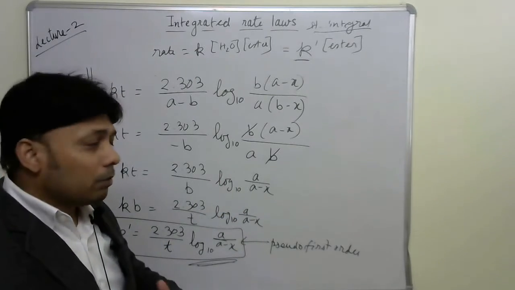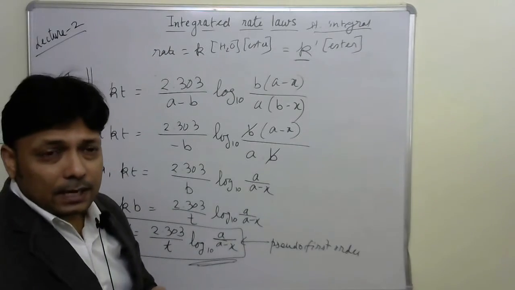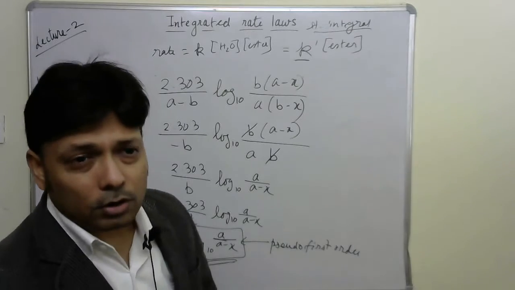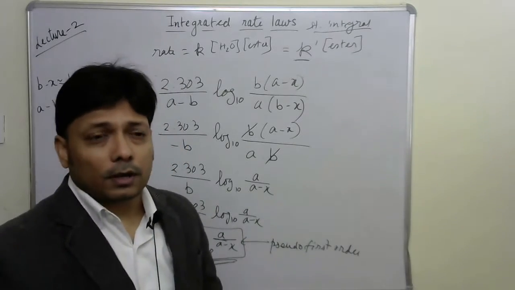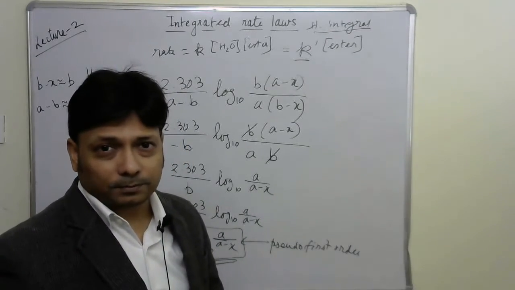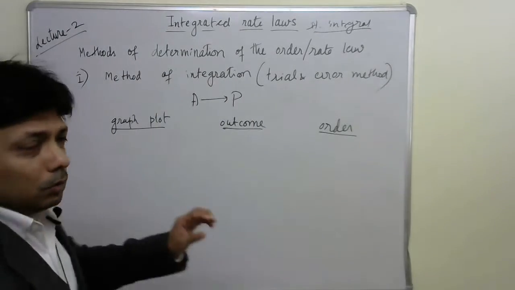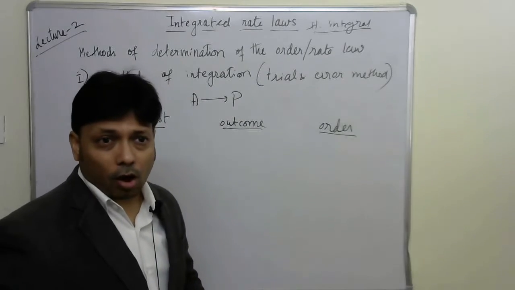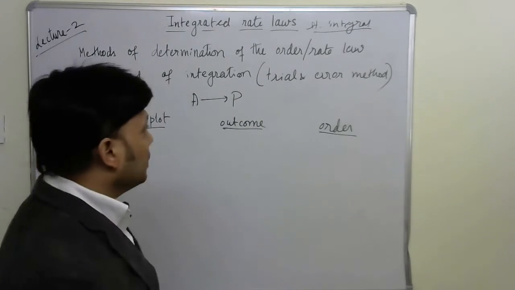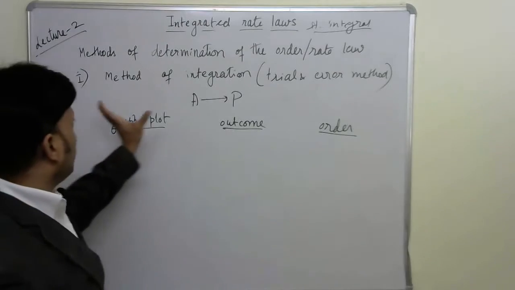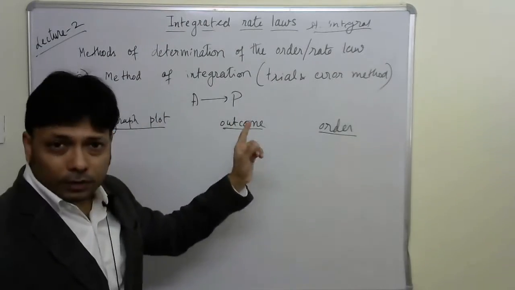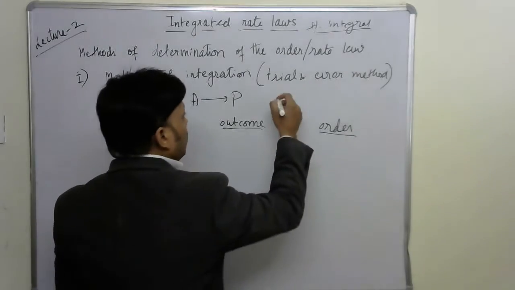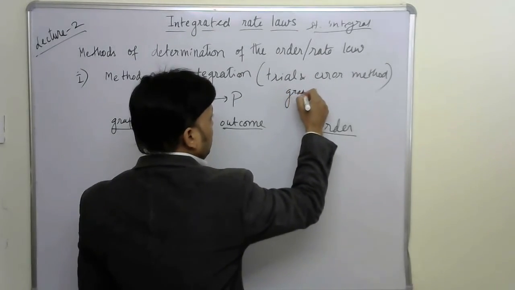Now we will move on to some basic methods of determining the order and rate constant of some unknown chemical reaction. There are a few methods for determination of order and rate law simultaneously. The first method that we are going to learn today is the method of integration. This is also known as the trial and error method or the graphical method.